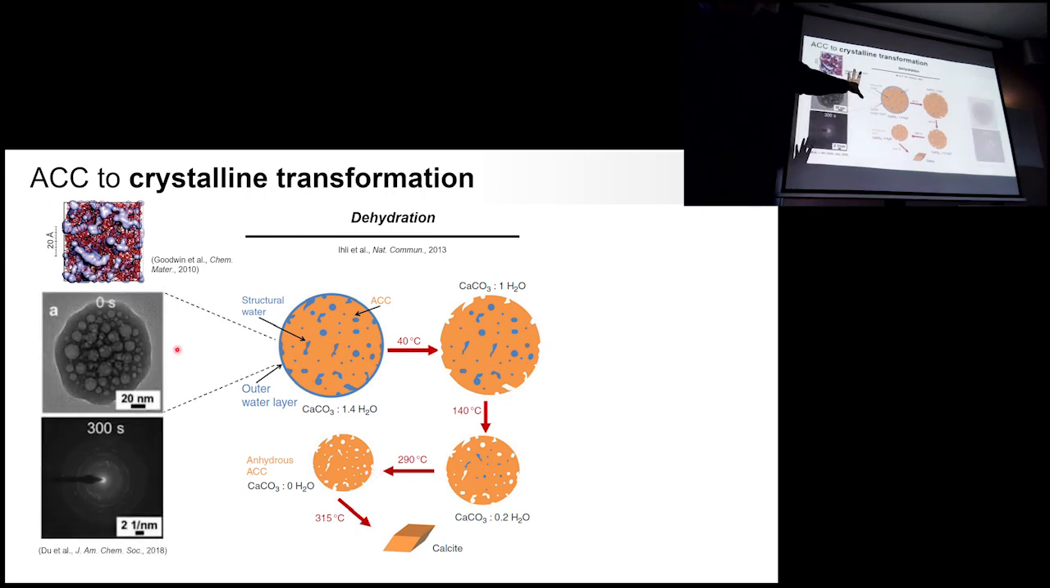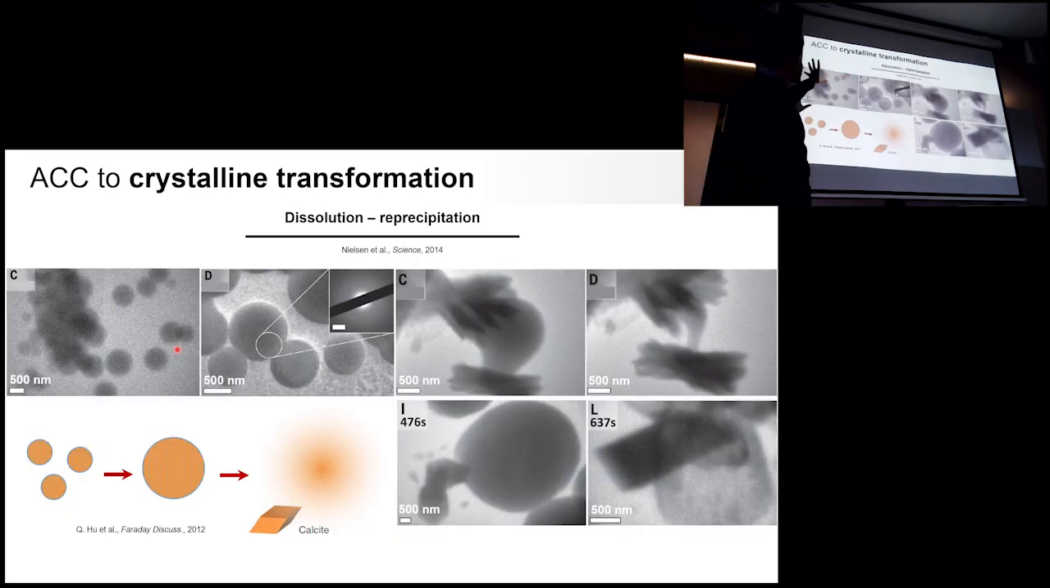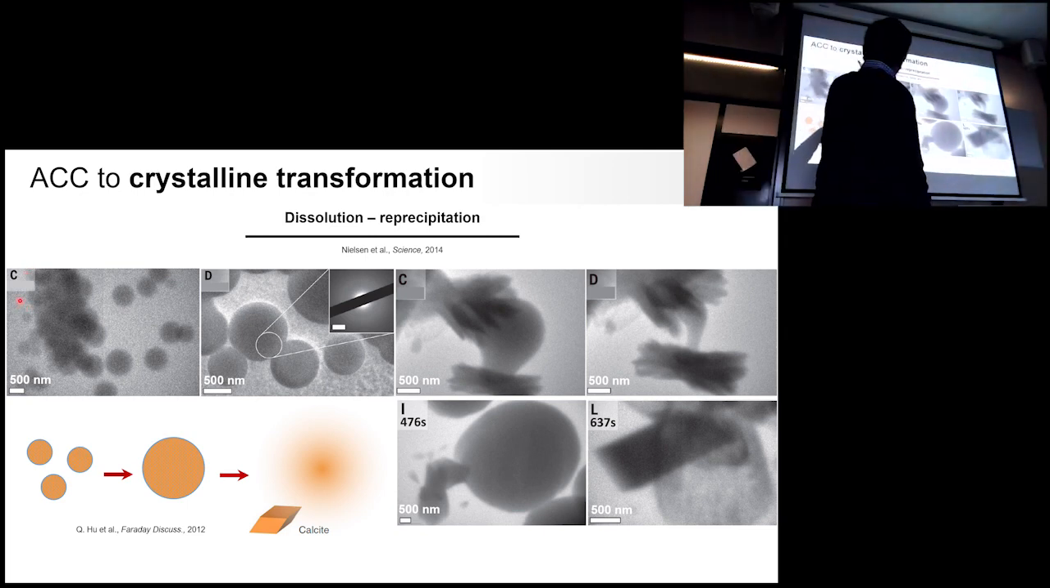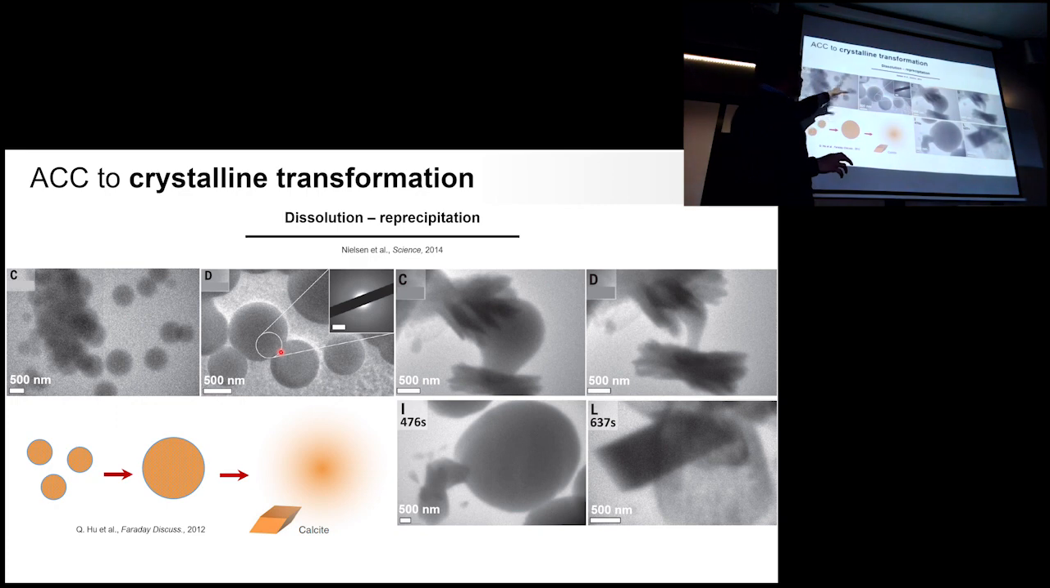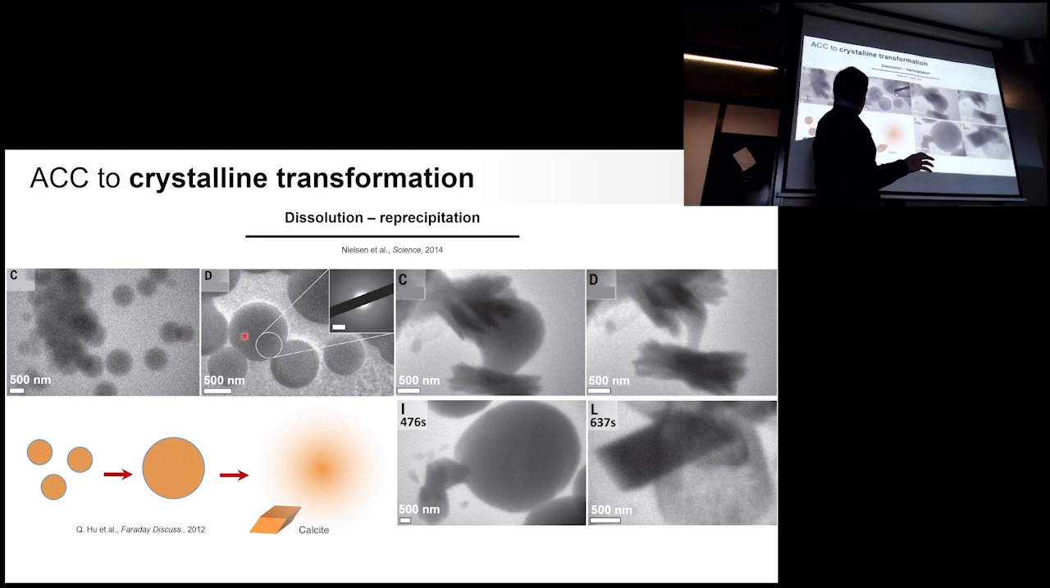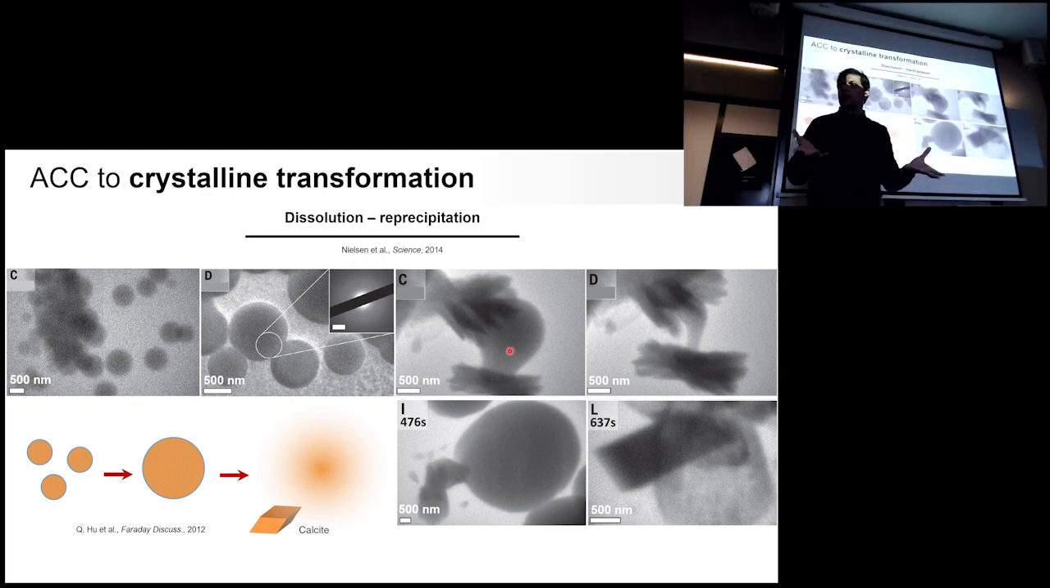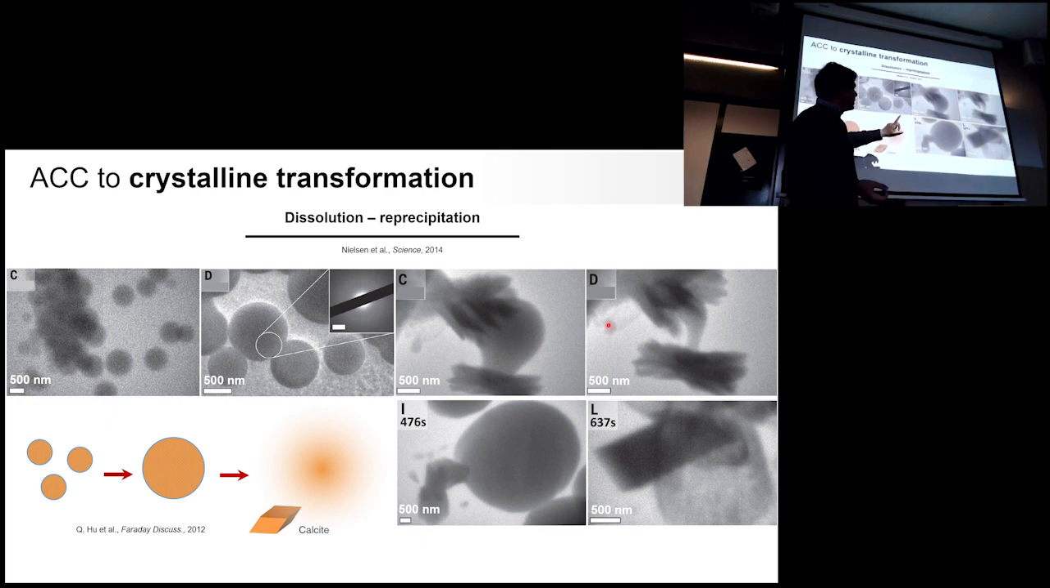So what nature does instead, and this is the accepted notion right now, is that they undergo the dissolution reprecipitation process, where the ACC particles are floating all over in this liquid. This is an abiotic system, but similar things happen in the biological system. They come together, combine and form bigger ACC particles, and at some critical size these particles diffuse, break apart, and then they release the calcium ions, and finally the crystallization happens.